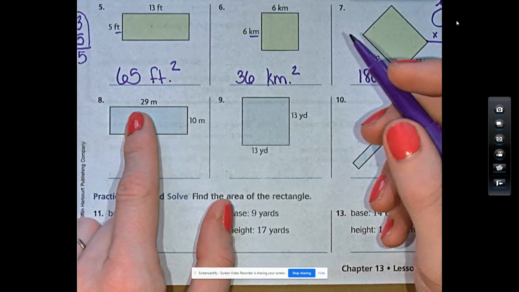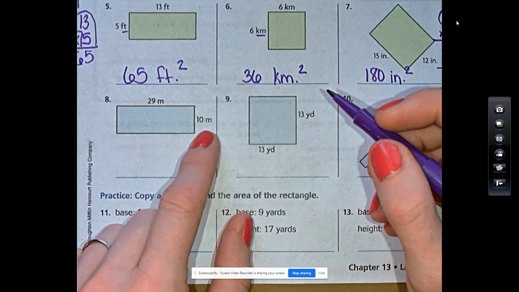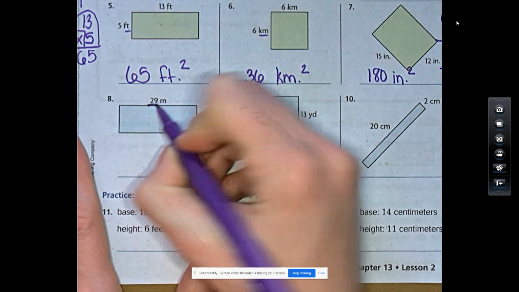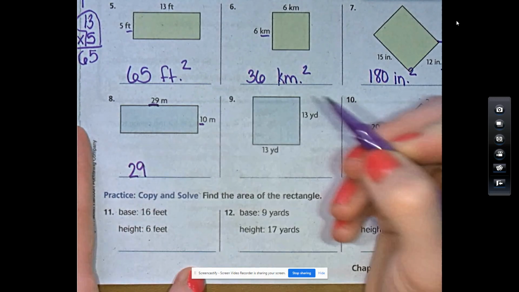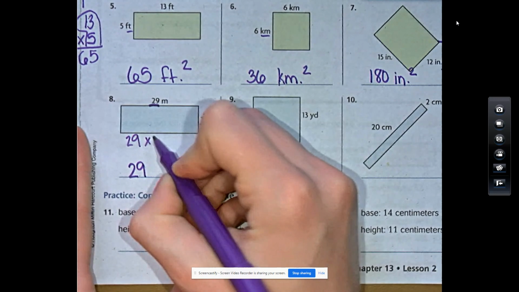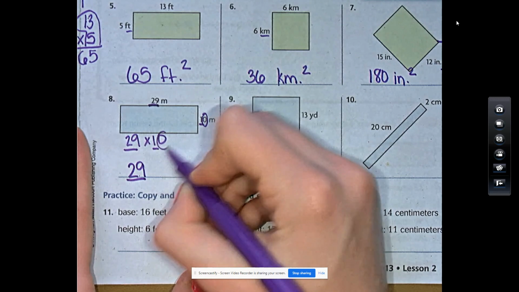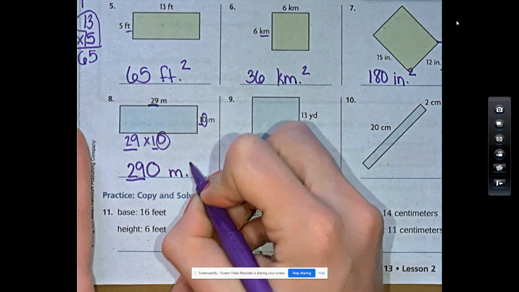29 meters and 10 meters. Anything times 10 can be a basic fact. Okay, what's 29 times 1? It's 29. And add a 0. Right? 29 times 10 is 29 times 1 is 29. Add a 0 equals 290 meters squared, right?